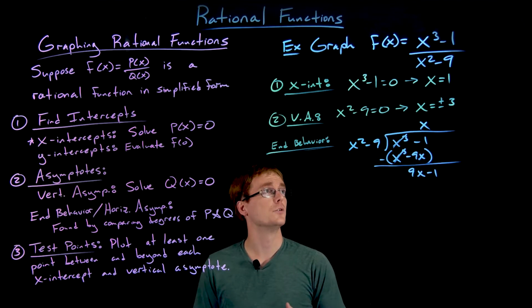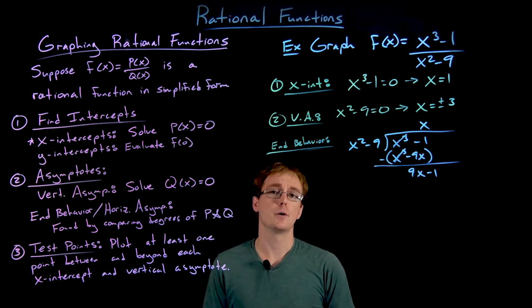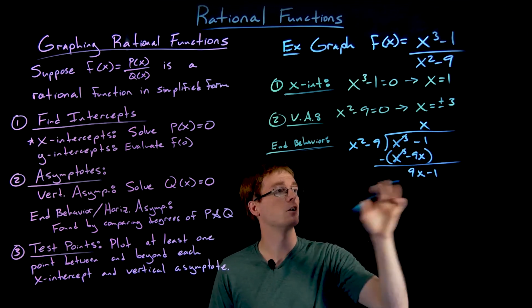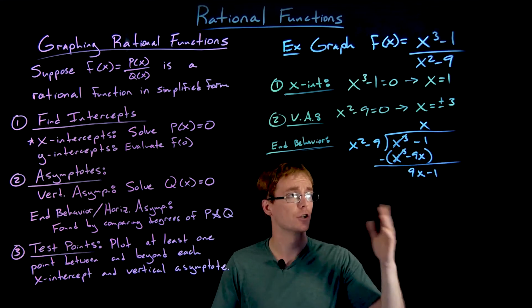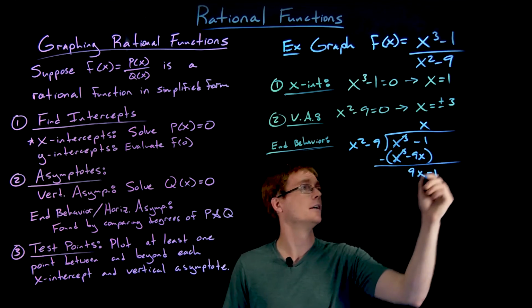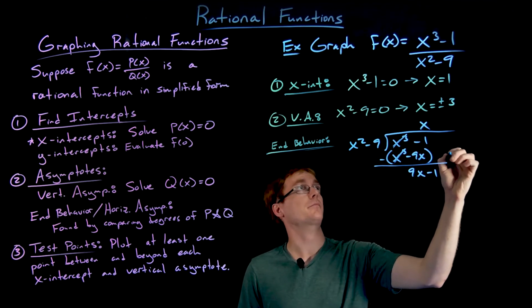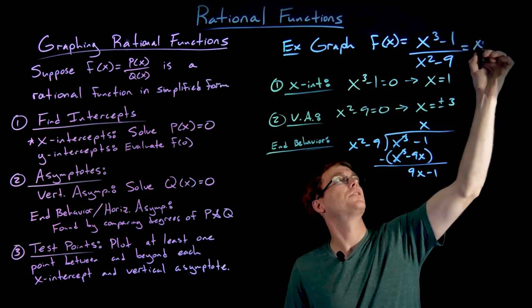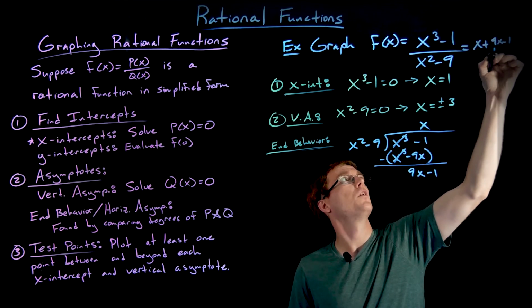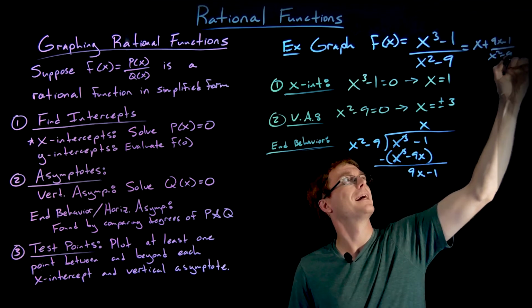And now we're ready to repeat this process. Oh, but we can't because x squared cannot go into 9x a whole number of times. So it stops right here. It terminates. And what this tells us is that we can rewrite our function as x plus 9x minus 1 over x squared minus 9.